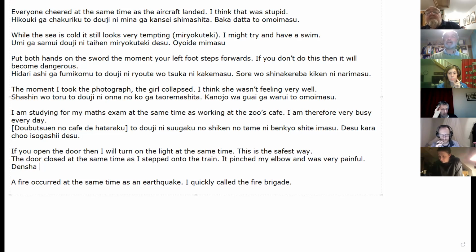So densha, to get on, what would be the particle? Ni. Densha ni is fine. You can also use densha o, good. And then noru means to ride and get on. But to say to step on, that act of stepping on, I would use norikomu. It means to get on and enter. Norikomu. So densha ni norikomu to doji ni. Yep.